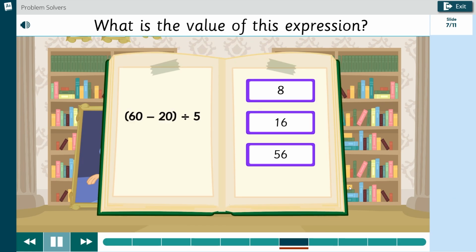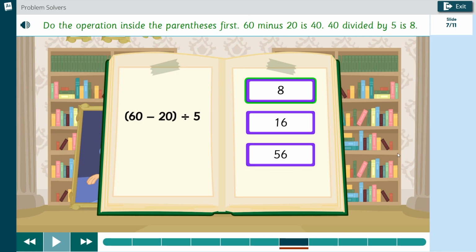What is the value of this expression? Do the operation inside the parentheses first. 60 minus 20 is 40. 40 divided by 5 is 8.